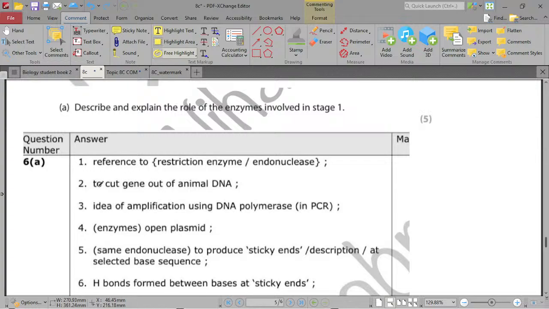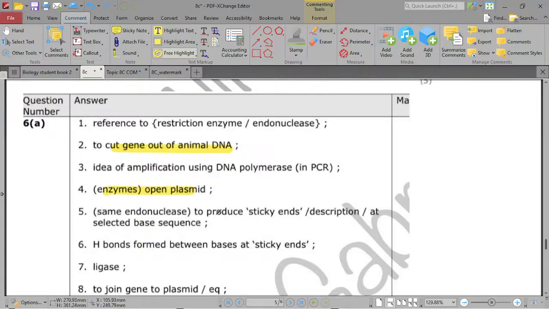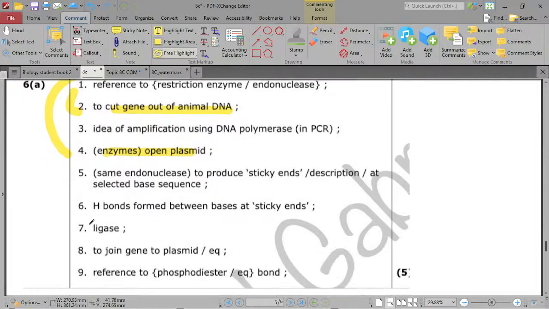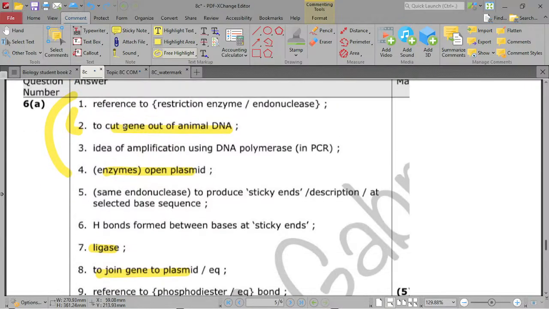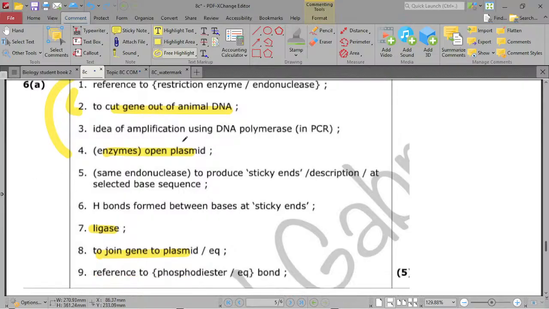So the mark scheme says: reference to restriction enzyme to cut a gene out of animal DNA, or amplification using DNA polymerase and PCR. Enzymes open plasmids, so they don't refer to restriction enzyme here. And to also open the plasmid. Then the same endonuclease to produce sticky ends. Hydrogen bonds between bases of sticky ends. Ligase to join gene to plasmid, reference to phosphodiester bonds. So 5 marks. Is all of them giving you 1 mark? Because then I would get 1, 2, 3, 4, 5. But these are pretty important as well.